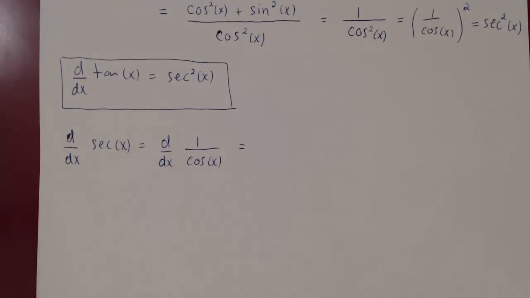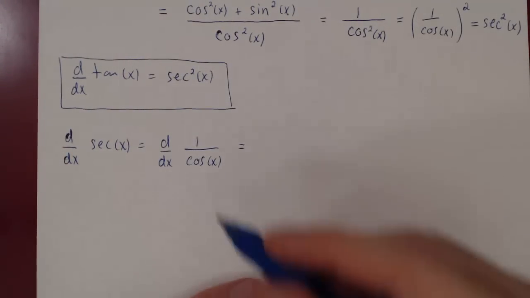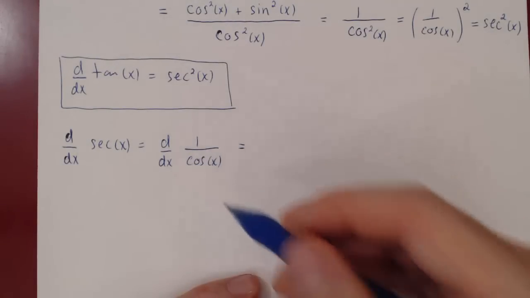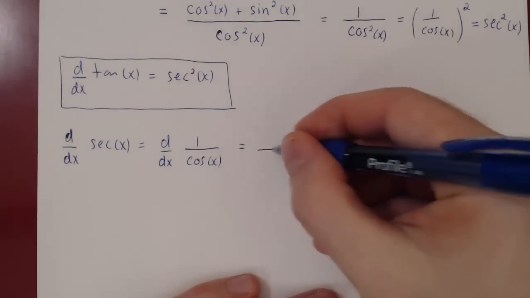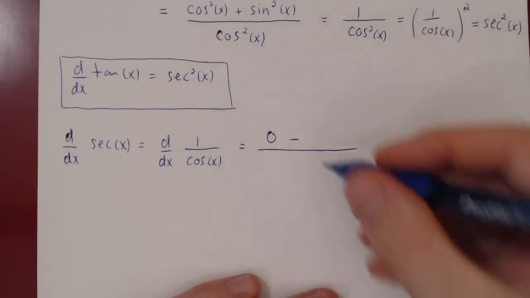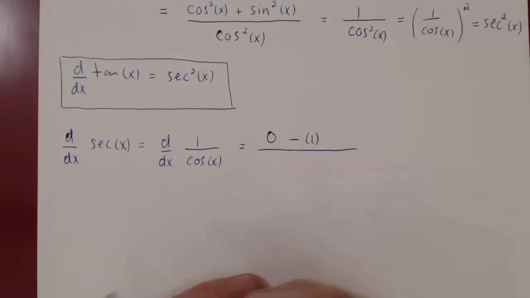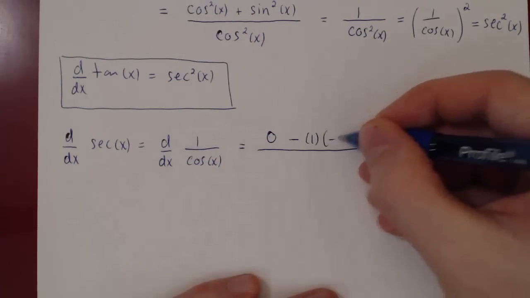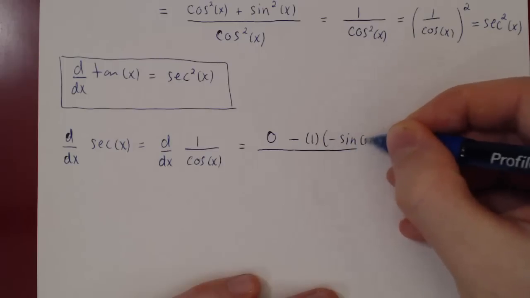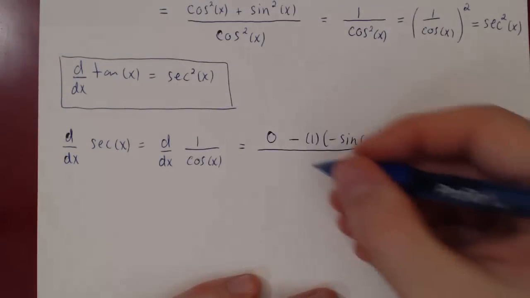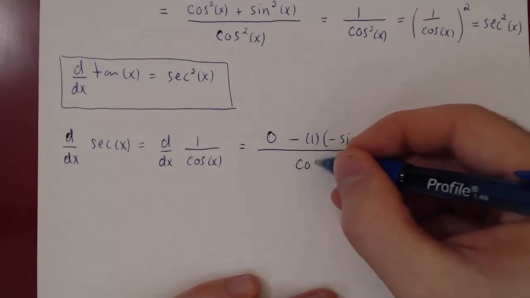Once again, we have a quotient. Let's use the quotient rule. Derivative of the top, which is 0, times cos of x, that's just 0, minus the top, 1, times the derivative of cos of x, which is negative sine of x, divided by the bottom squared, cosine squared of x.